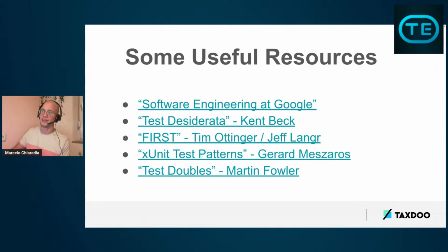Similar in that sense is the F.I.R.S.T. blog from Tim Ottinger and Jeff Langr. They describe the FIRST properties: fast, isolated, repeatable, and so on. Another book recommendation, xUnit Test Patterns from Gerard Meszaros. It's a really great book. It has a really great explanation about test doubles and some patterns that you can follow to have better designs in your tests. And in that sense, the blog post about test doubles from Martin Fowler makes a mention of the xUnit Test Patterns book.